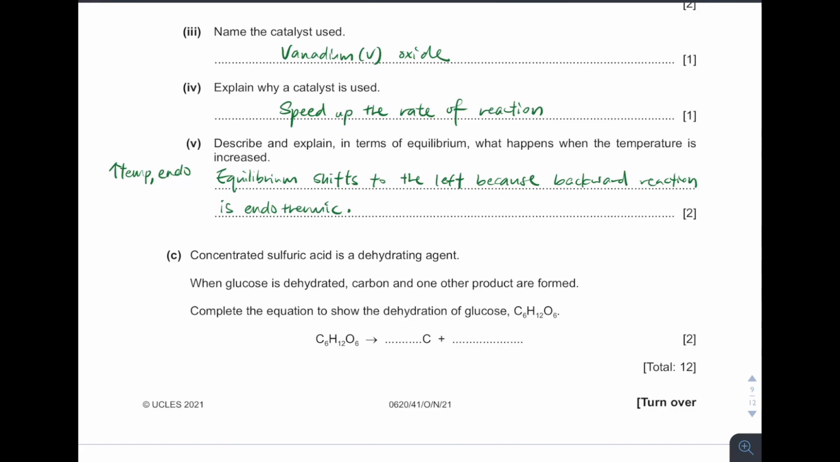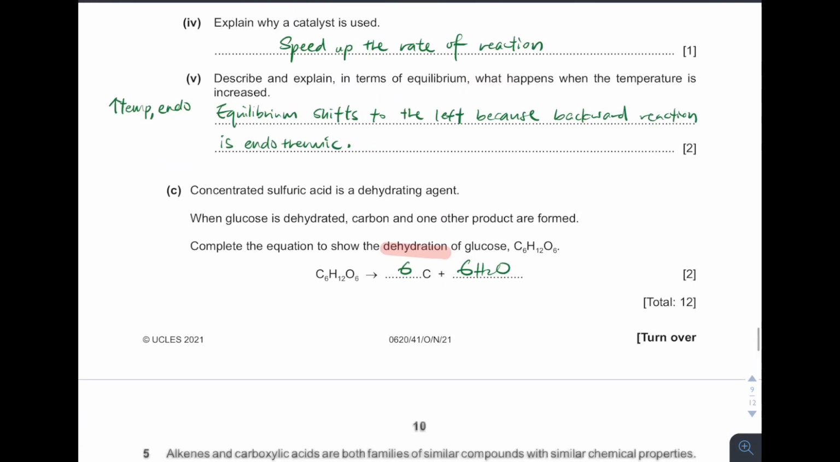You see, a clue is given here: dehydration, which means water molecule is being removed. So if one product is carbon, the rest has to be just H2O. So you see, dehydration, so it has to be H2O. Alright, so balance the equation. Left hand side 6 carbon, so right hand side 6 carbon. Left hand side 12 hydrogen, so to make it 12, it has to be 6 H2O as well. Alright, so this is how it looks like.